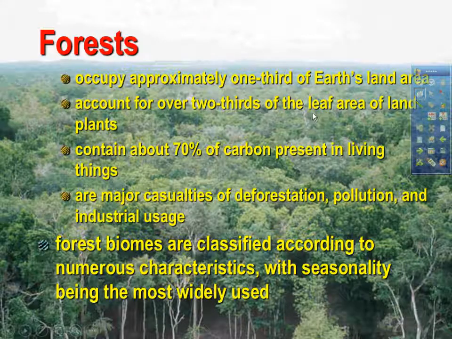Okay, so forests. Forests are 1/3 of the Earth's land area, 2/3 of the leaf area, 70% of the carbon, so a pretty big impact on the Earth as a whole. Human impacts for forests are deforestation, pollution, and then industrial use of the trees themselves. So there's a bunch of different types of forest biomes. We're going to look at each one, and it really boils down to seasonality being the most common way to classify.